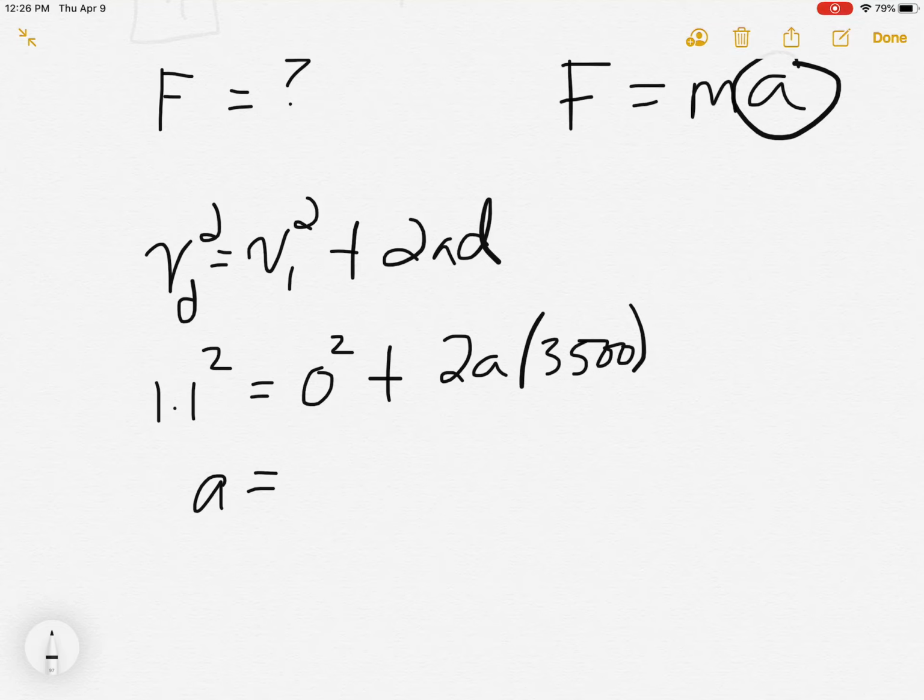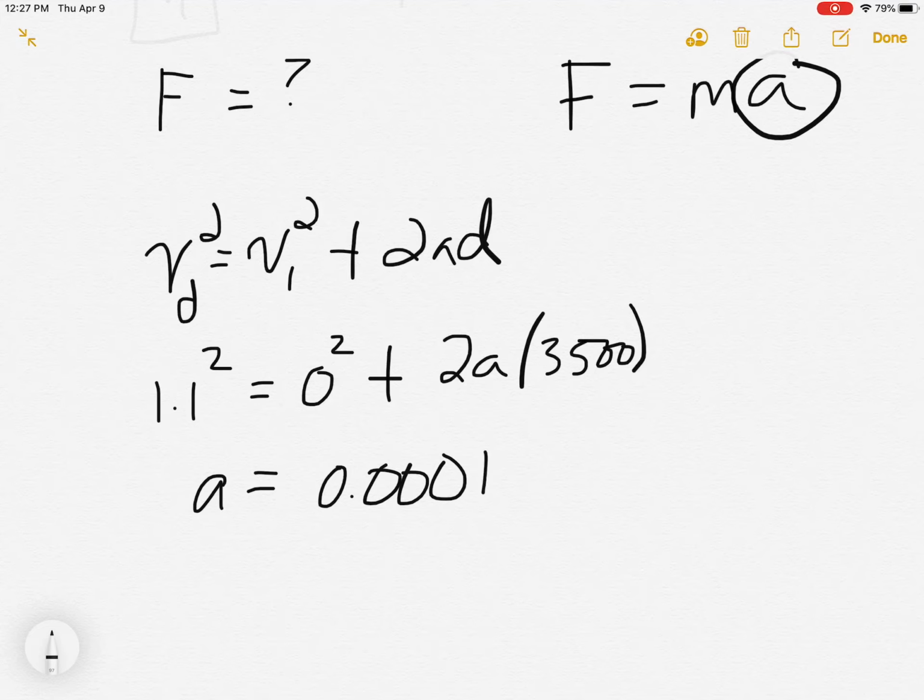So I'm just going to do it really quick. It's going to be the 1.1 squared. And then you have to divide it by 2 and divide it by 3,500. So you get a very small A. I mean, think about it. It's a boat, a big super tanker. It's not going to accelerate like a Ferrari, is it?